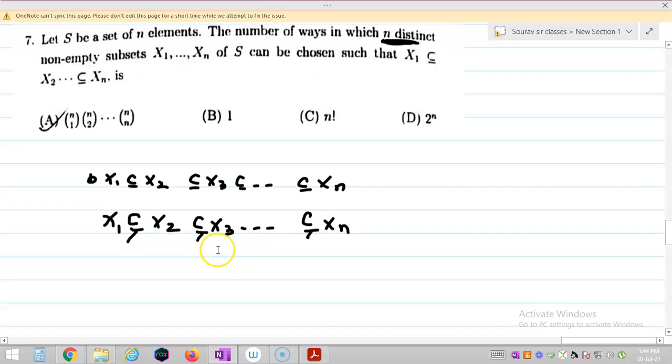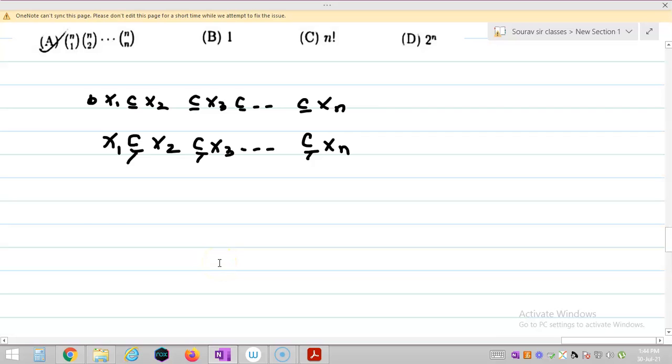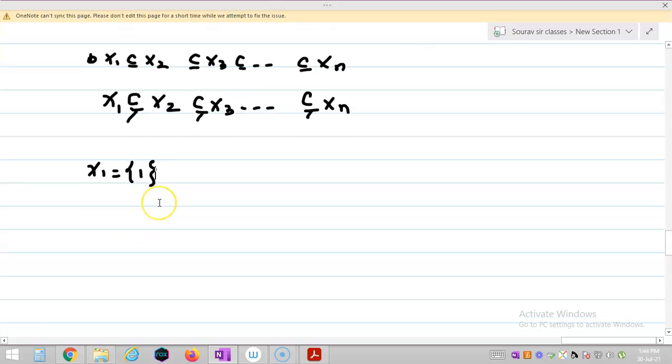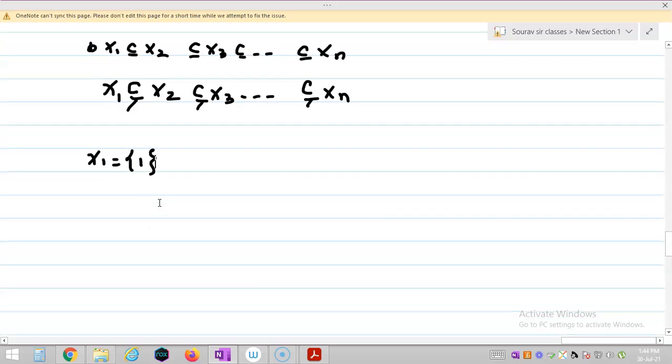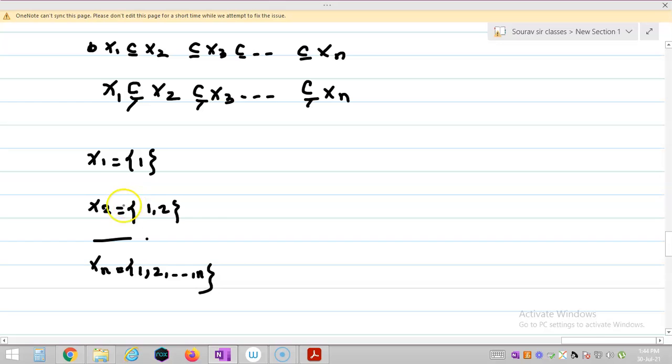First of all, suppose x1 is a singleton set {1}. Why, I will tell you later. Then x2 is a set which contains 1 and one more element, so x2 is {1, 2}. In such a way xn is {1, 2, ..., n}. You can see that this chain satisfies all of the above conditions.